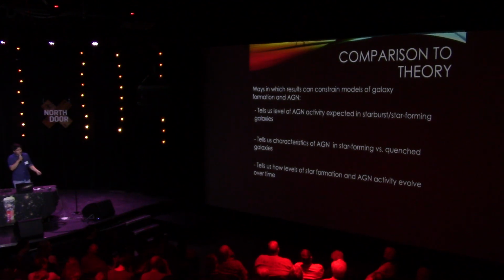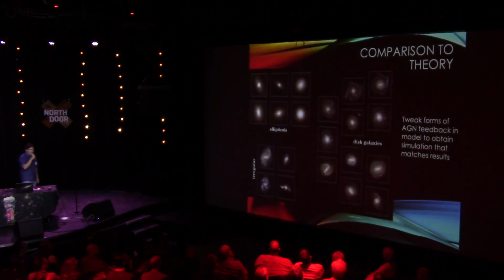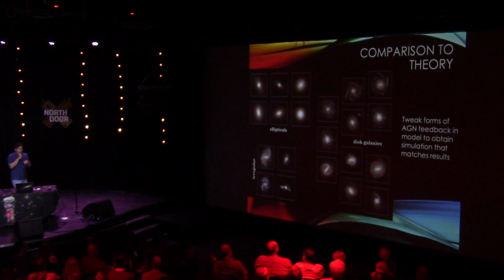So the next steps with these results would be to hand them off to some theorists, and then to have these theorists tweak forms of AGN feedback in their models such that their simulations obtain results that match our observed results. So in other words, these theorists are going to constrain the AGN feedback. We're going to learn about the AGN feedback this way, and they want to reproduce a distribution of galaxies that look very much like the galaxies that we see today.